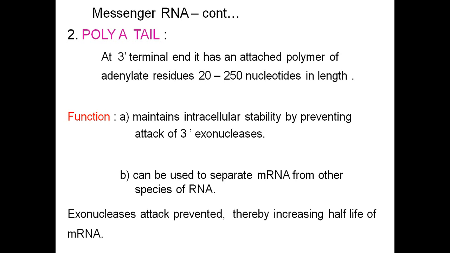Exonuclease attack is prevented, thereby increasing the half-life of the mRNA. So the poly A tail protects this mRNA from the activity of exonucleases and is also used for the identification of species.